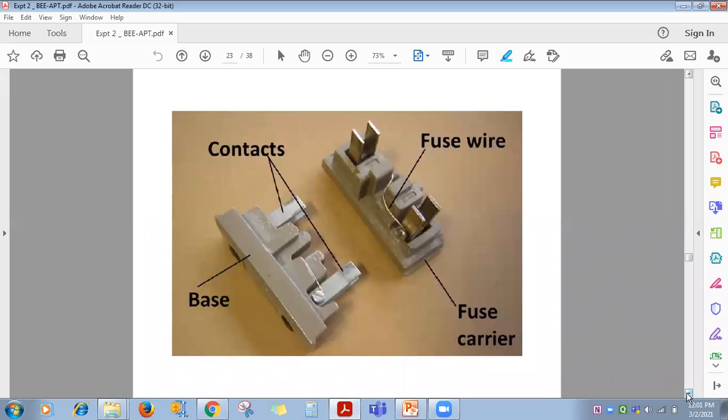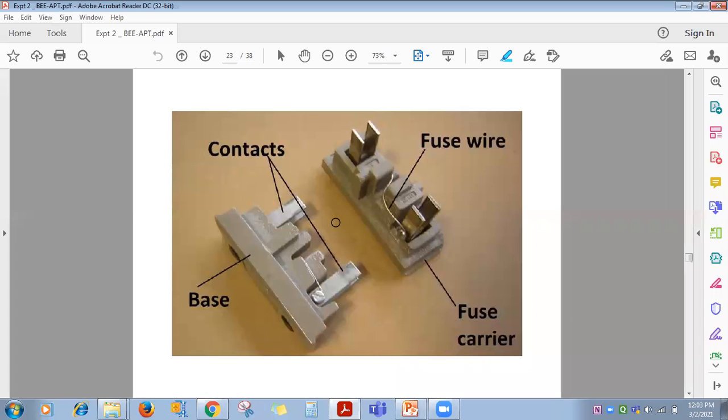Next one is fuses. In the previous lecture I told you about the fuses, in case of overload and short circuit. Overload means load beyond the capacity of any motor, load beyond its capacity on a generator or transformer. So if the load is beyond the capacity, that is called overload.